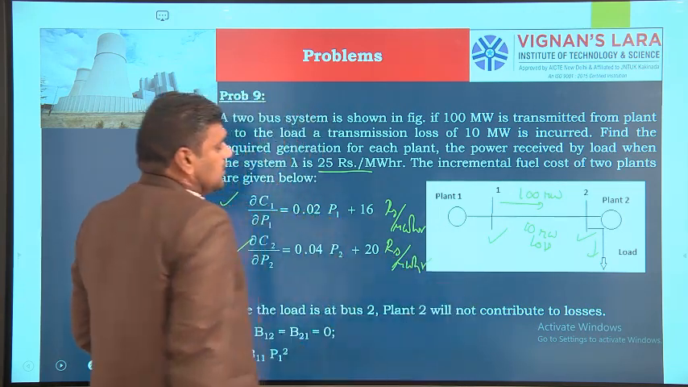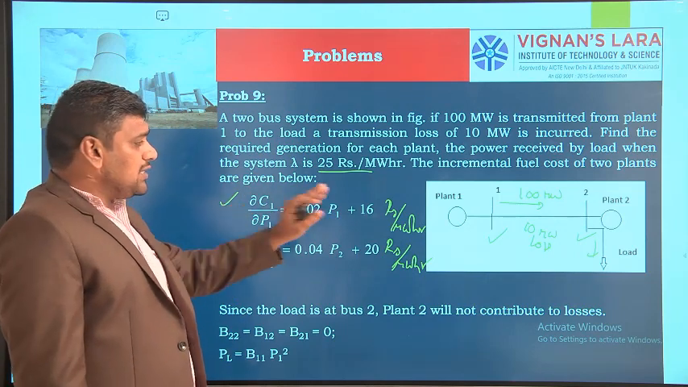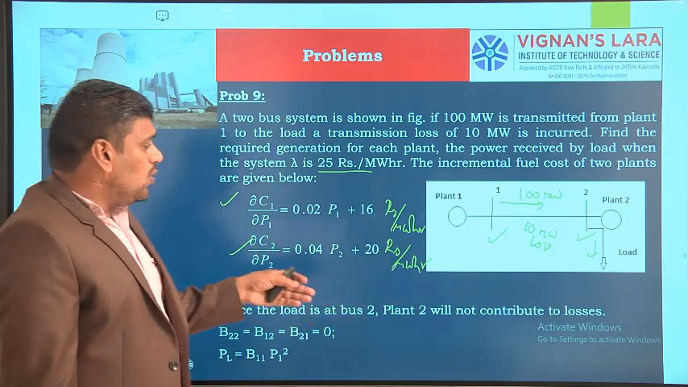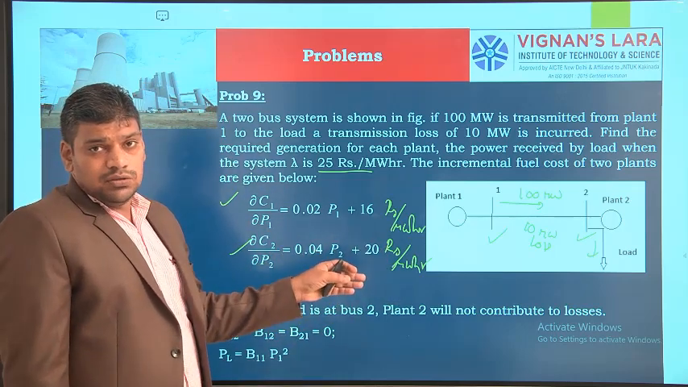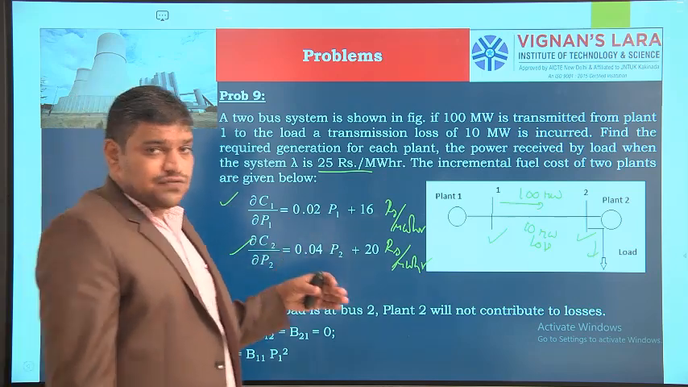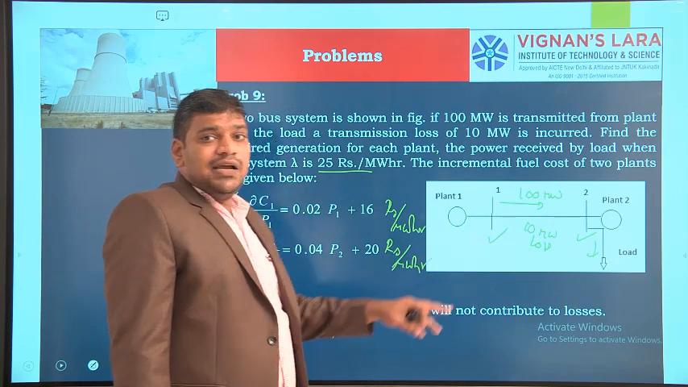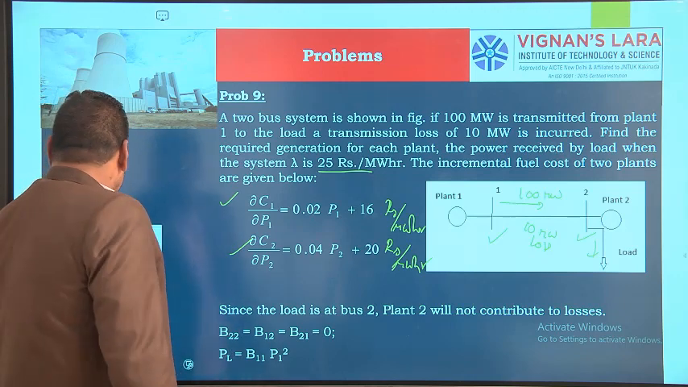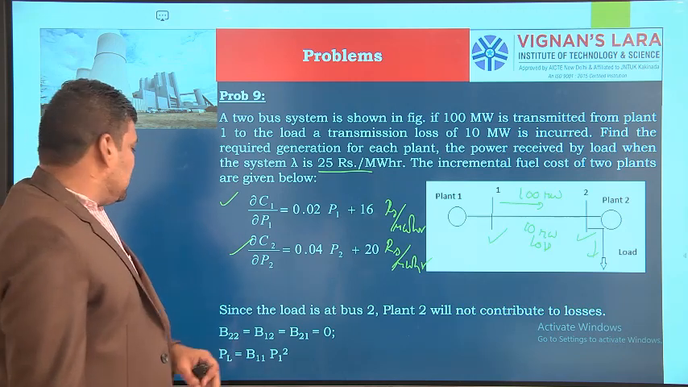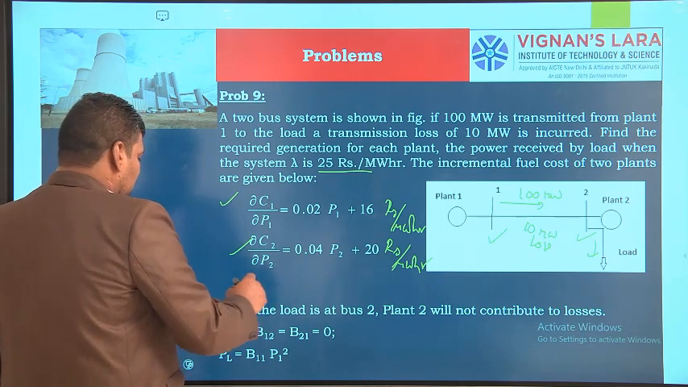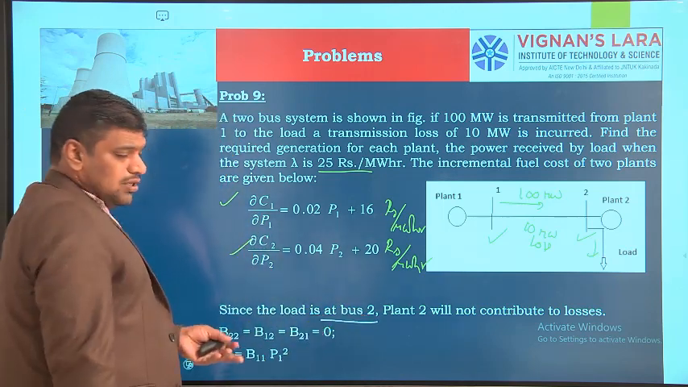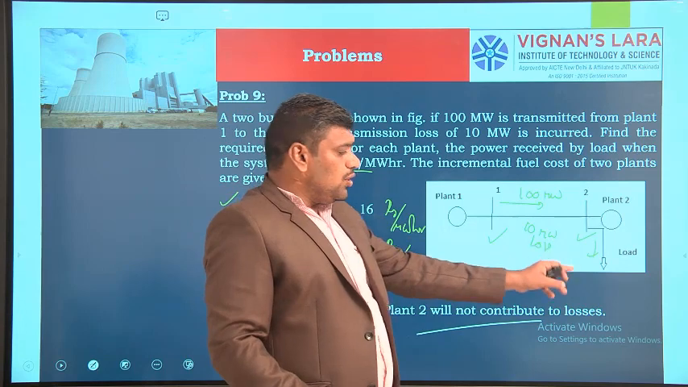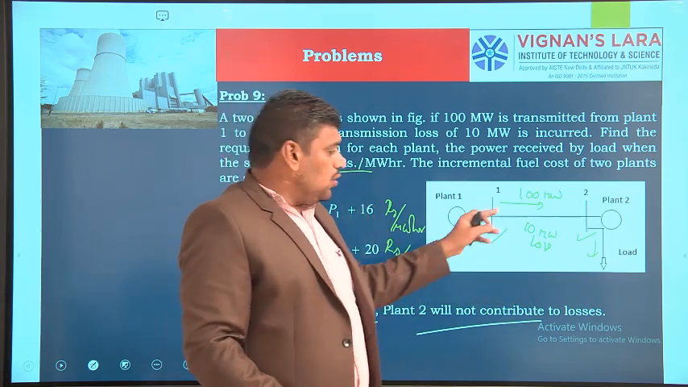Here we need to identify that you are having a 2-bus system. The load is connected to bus 2. When a generation of 100 megawatts is transferred from plant 1 to the load, a 10 megawatts loss occurs. So this is a specific case. By making use of this data, we follow the problem. Since the load is connected to bus 2, plant 2 will not contribute to any losses. This is obvious, as the load is connected to bus 2, not bus 1.